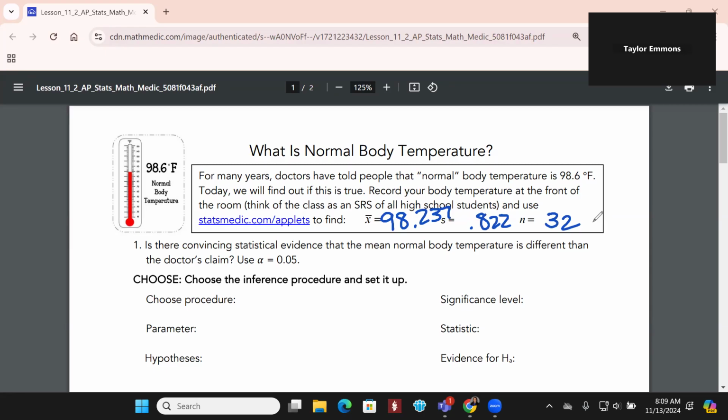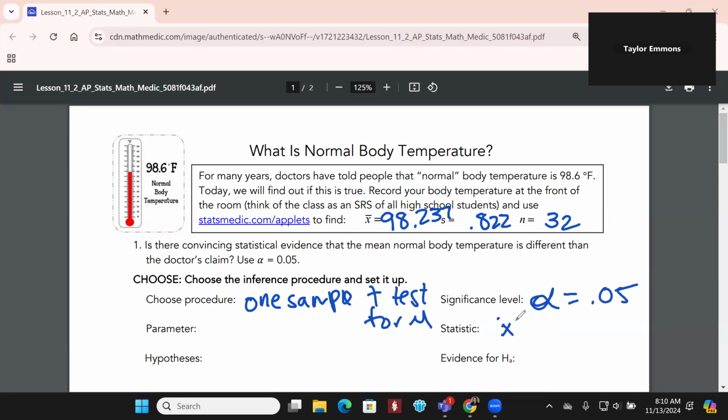Is there convincing statistical evidence that the mean normal body temperature is different than the doctor's claim? Use an alpha of 0.05. Normally they'll tell you the alpha, but sometimes they don't. Assume 0.05 until proven otherwise. So we're going to do a one sample t-test. Your alpha is 0.05. Your statistic, we already found, is X bar 98.237. Your parameter is the true mean body temp for all high schoolers.